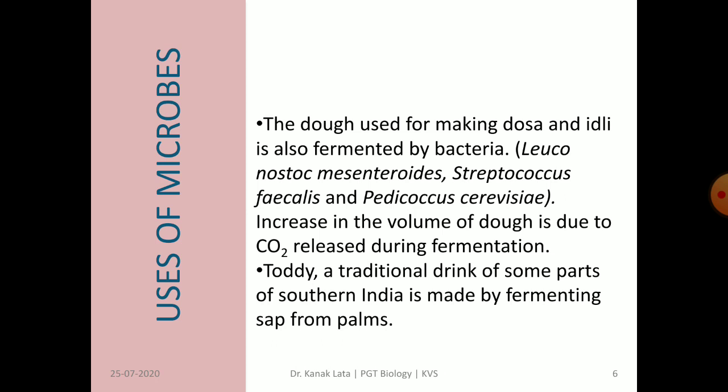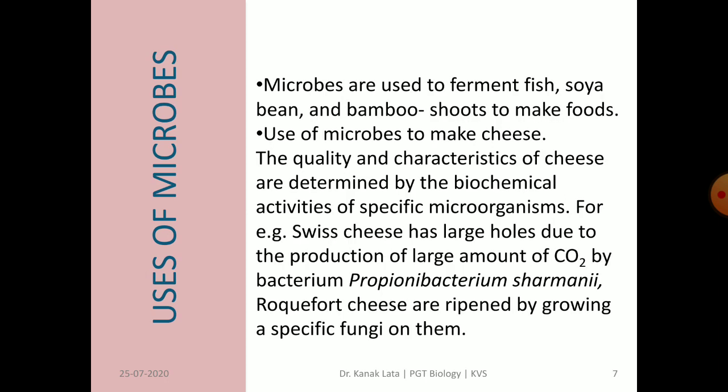Another important product is toddy. This toddy is a traditional drink of some parts of southern India and is made by fermenting sap of palms. Microbes are also used in fermentation of fish, soybean and bamboo shoots to make foods. Microbes are also used to make cheese.